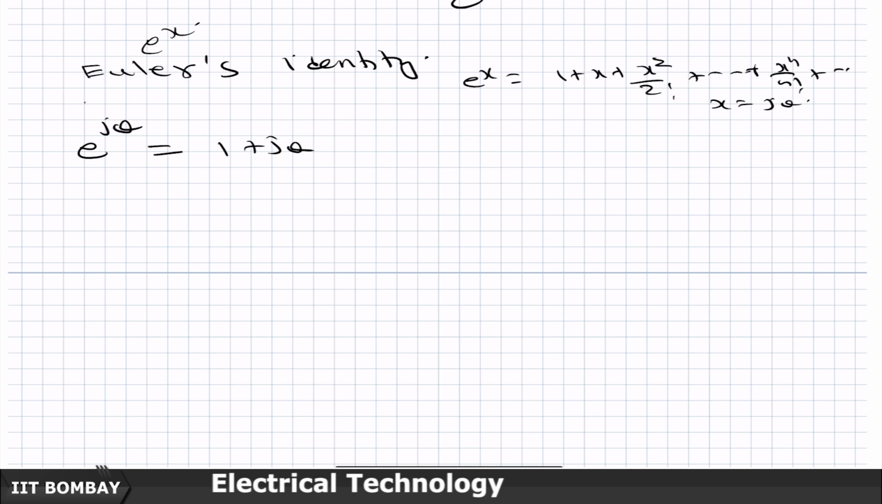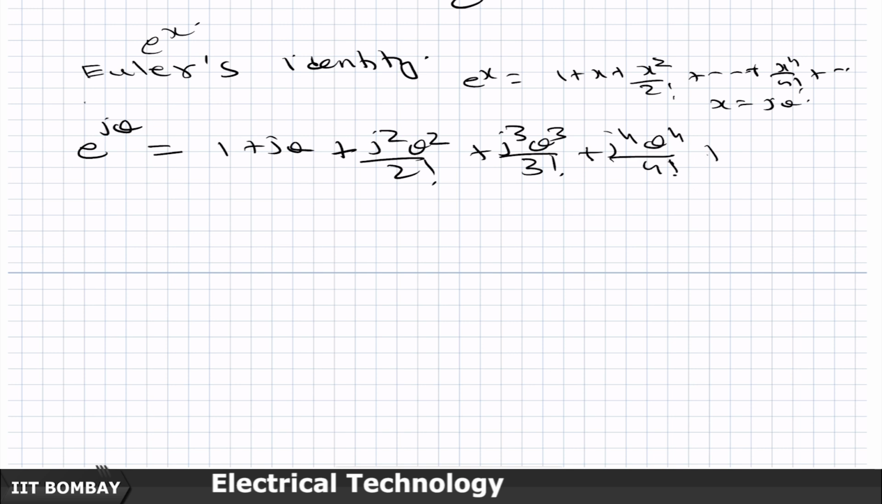Let us see what it comes out to be. We are now going to put j theta, where j is an imaginary number and theta is in radians. Of course, it is just a number for the sake of right now, but usually in radians. Now we write e to the power j theta. So, x is j theta: 1 plus j theta plus j square theta square by 2 factorial plus j cube theta cube by 3 factorial plus j to the power 4 theta to the power 4 by 4 factorial and so on.